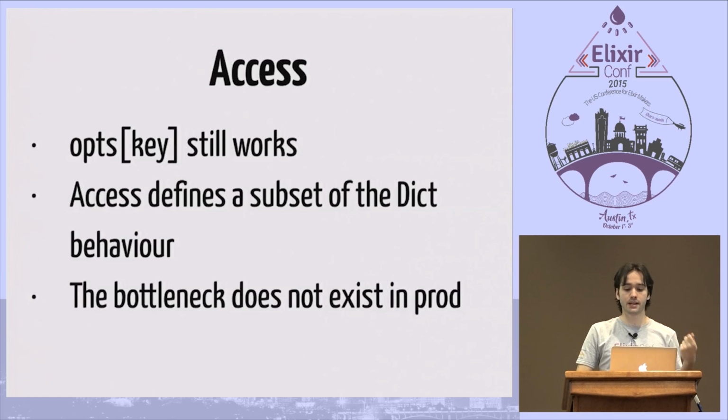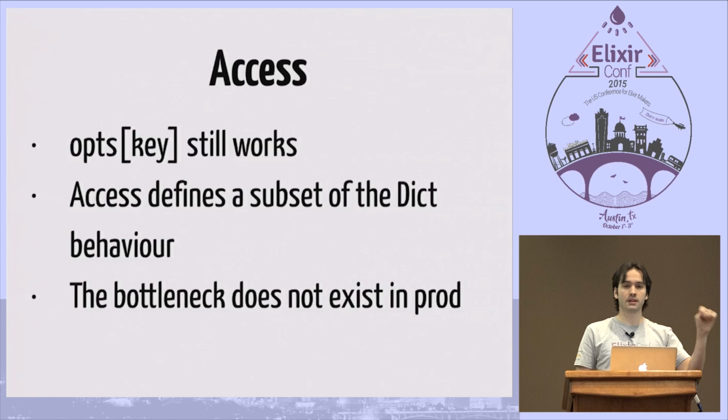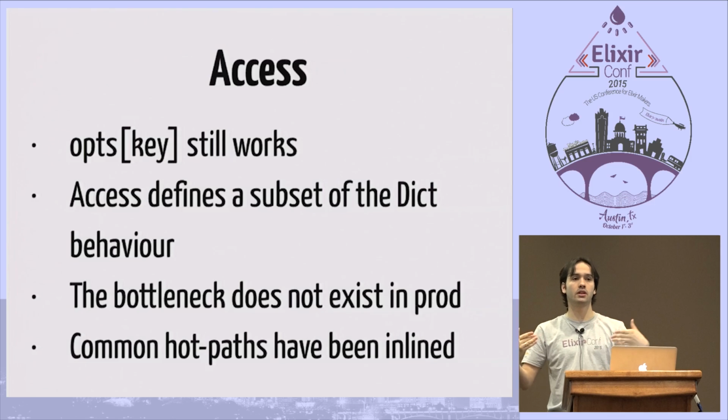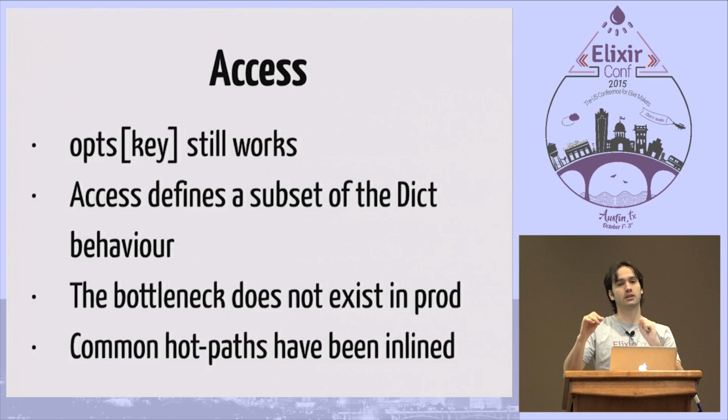And it's worth remembering that the bottleneck does not exist in prod, because if you create a new project, you can see in your mix.exs file two configuration flags called build_embedded and start_permanent, and those guarantee that your protocols are compiled and so on. And to guarantee that this issue is not happening in the future, we have inlined hot paths, right? So places where we think, oh, this can be called a lot with a map or with a keyword list, we inline those, to make sure we're not putting pressure on the code server.